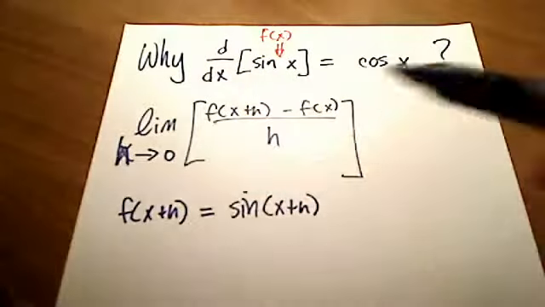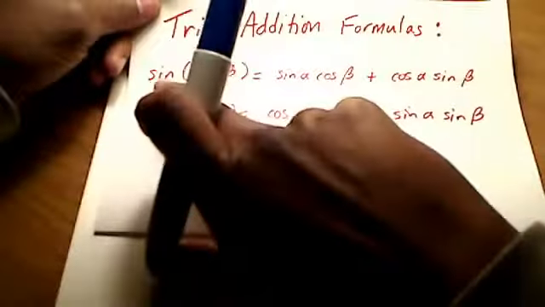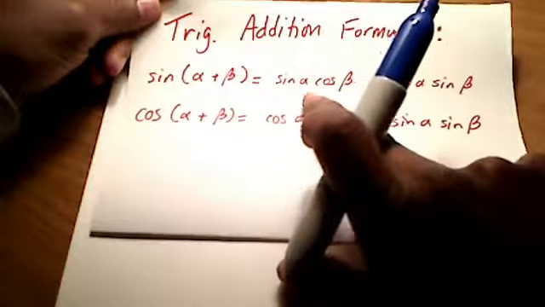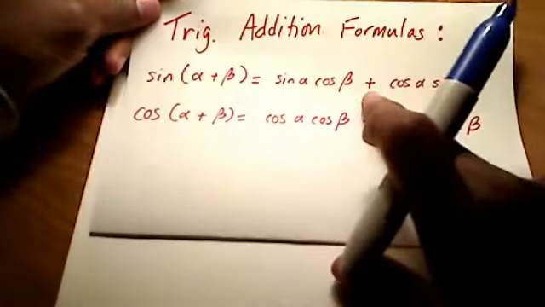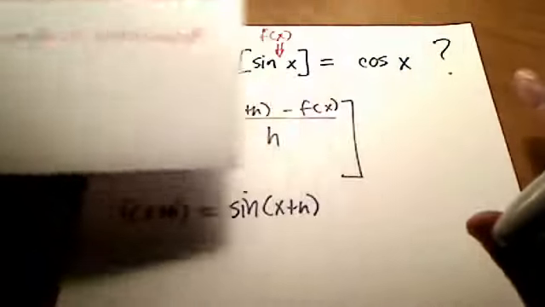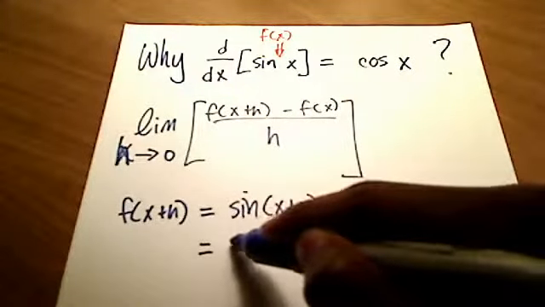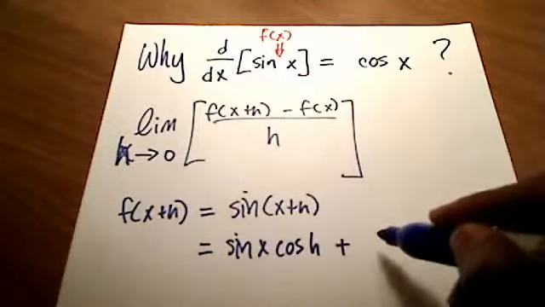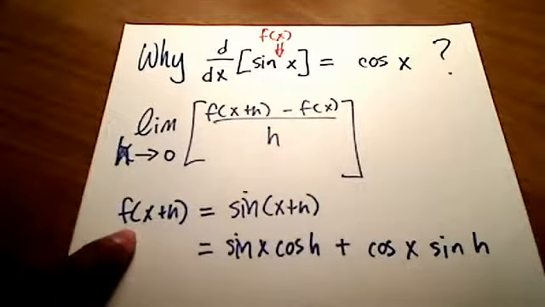That's where I said a moment ago that we're going to need this trig addition formula. Look, I have the sine of two angles being added together, which is equal to sine of alpha cosine beta, so sine of the first angle times cosine of the second angle, plus cosine of the first angle times the sine of the second angle. Instead of alpha and beta, I've got x plus h. So let me rewrite this: I've got the sine of x times the cosine of h plus the cosine of x times the sine of h. That's what my f of x plus h is equal to.